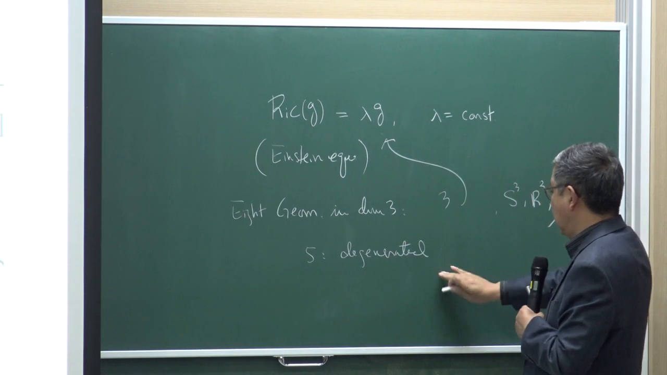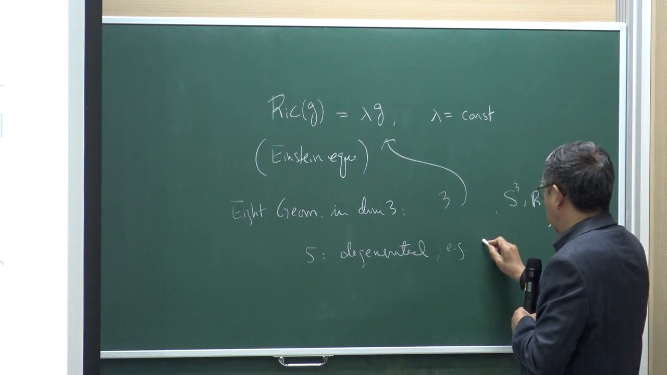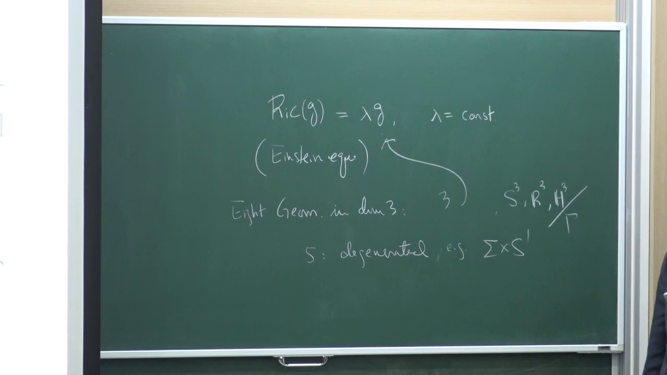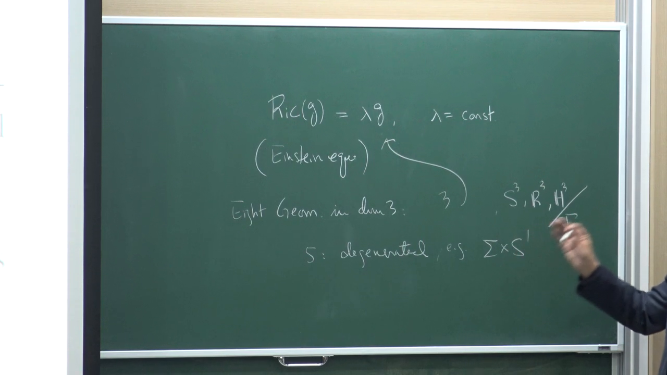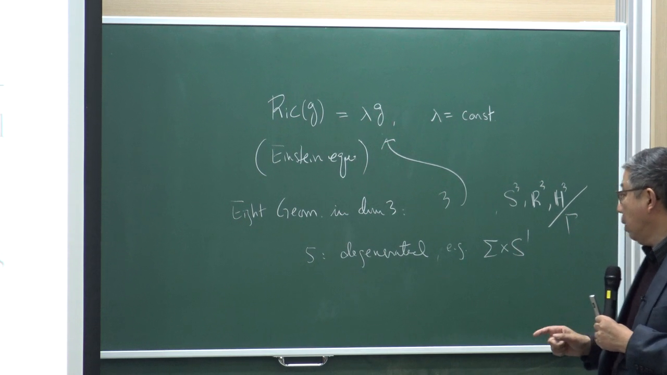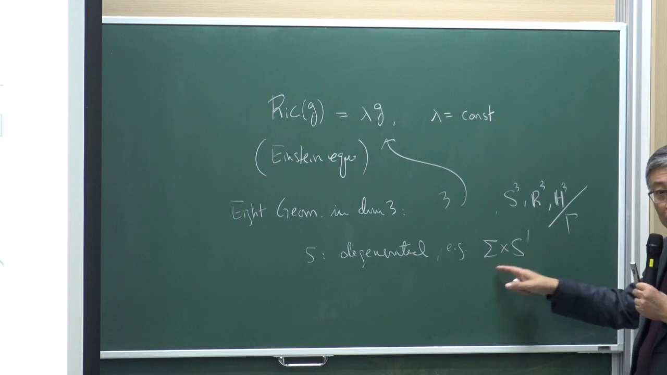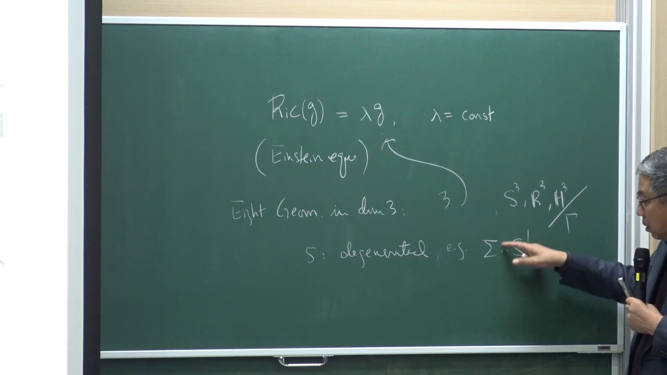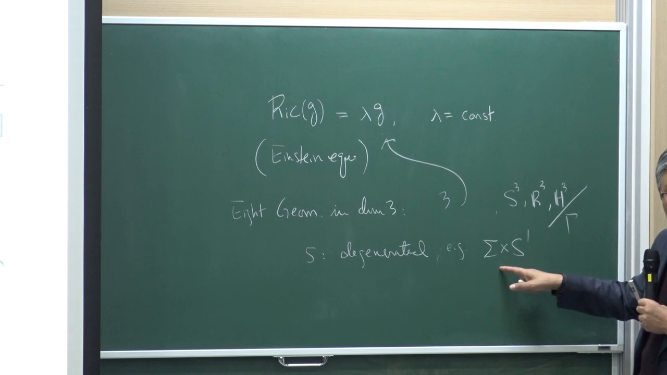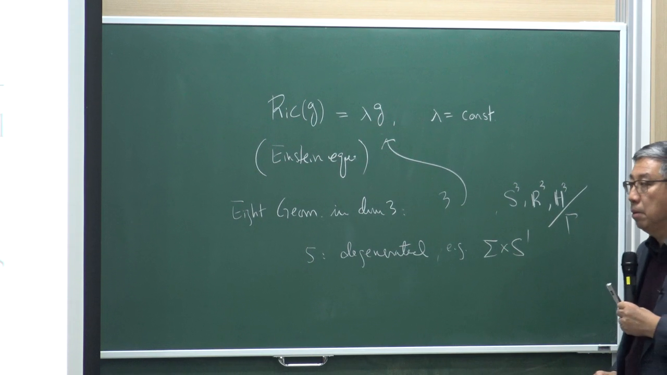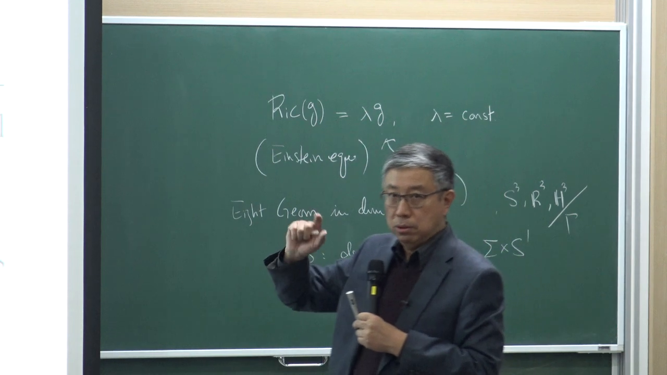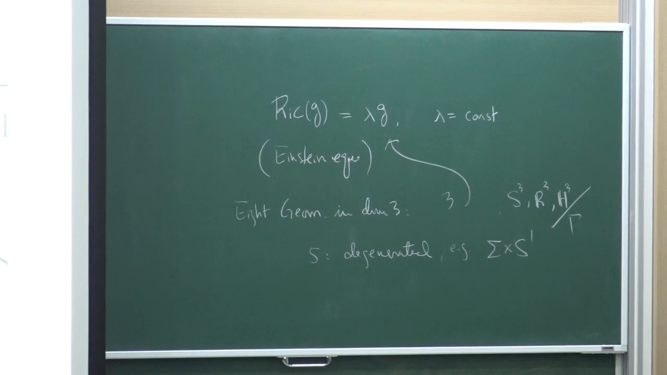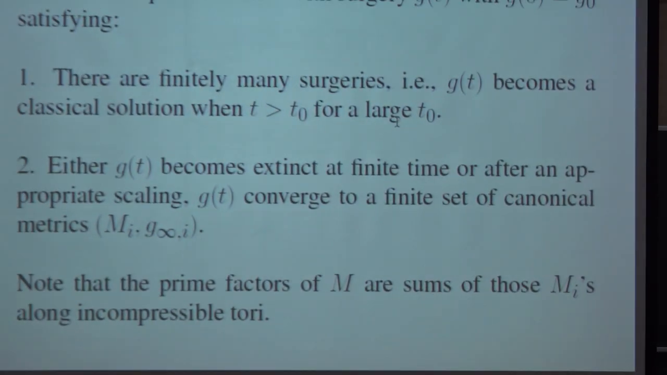For example, the simplest example is this: the Riemann surface cross the circle. Or something like that. I just give you the easiest things. But you can still look at the canonical metric here. For example, in this example the canonical metric is on the Riemann surface. So there is also a limit, a metric limit, except you have more possibilities.